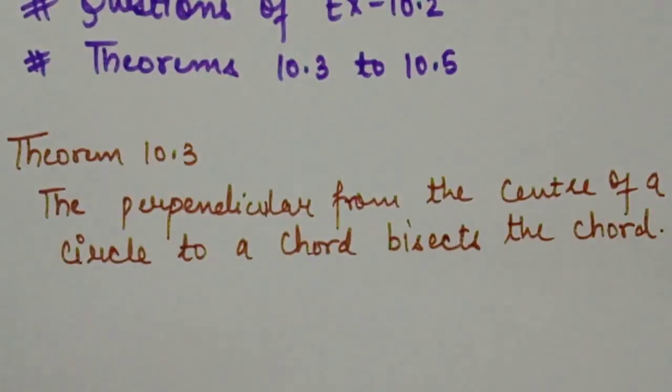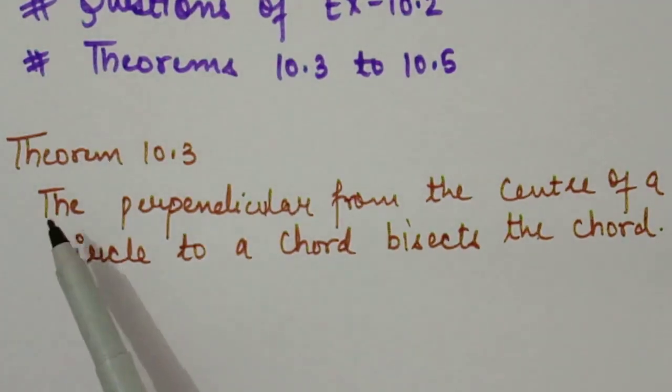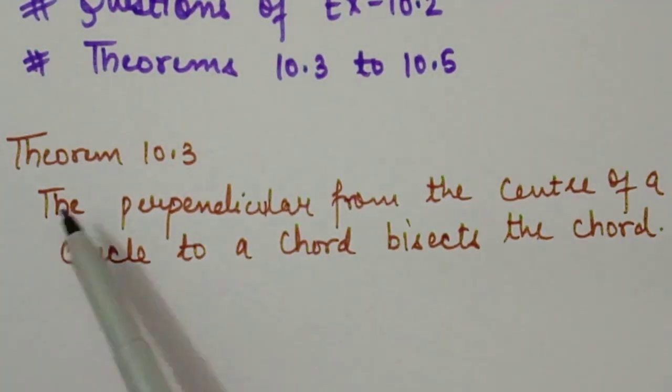This is the statement of theorem 10.3: the perpendicular from the center of a circle to a chord bisects the chord. So you have to understand this statement first. It means what is given to us and what we have to prove.